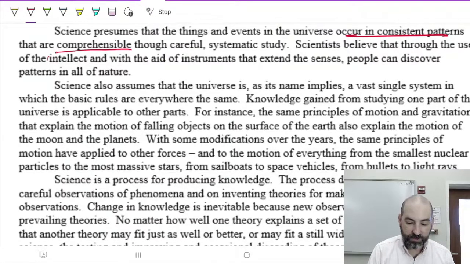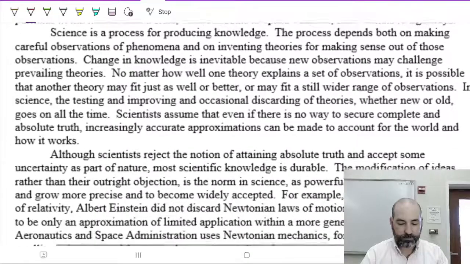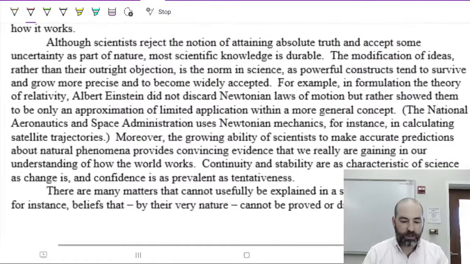That also kind of assumes then that the universe is a vast single system in which the basic rules are everywhere the same. So if we think about how we measure gravity on Earth, that should also apply elsewhere. And of course, we can do those measurements and find that that's true. So then we make that assumption elsewhere. And then when things seem to not fit that, we have to revise some things.